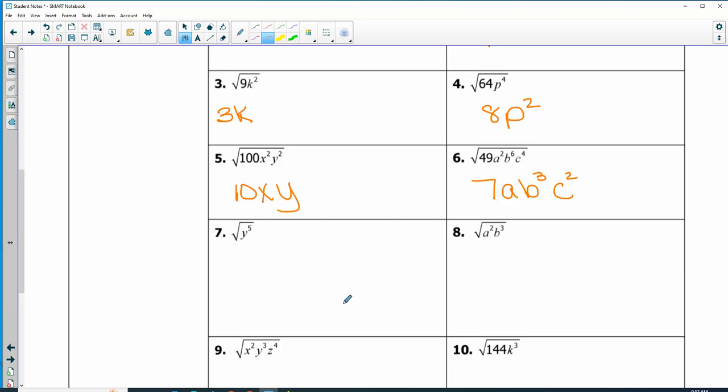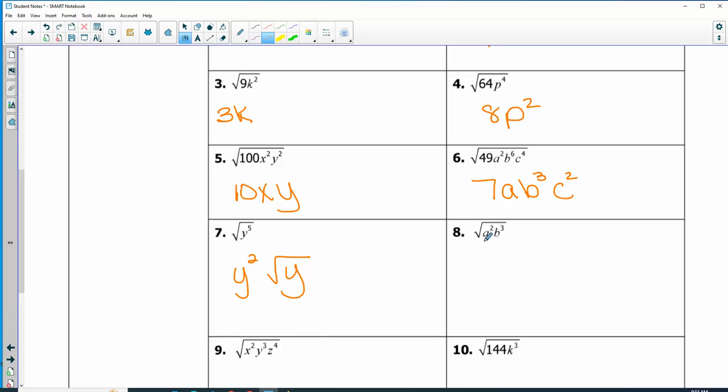Let's look at number 7. Y to the 5th. All right, if you're doing your laundry and you come out with 5 socks, how many pairs of socks can you make? 2 pairs of socks, right? So 2 come out. But what happens? You have 1 sock left over, so that 1 stayed underneath. Okay, so if I have 5, I can make 2 groups of 2, and 1's left over, so 1 stays underneath.